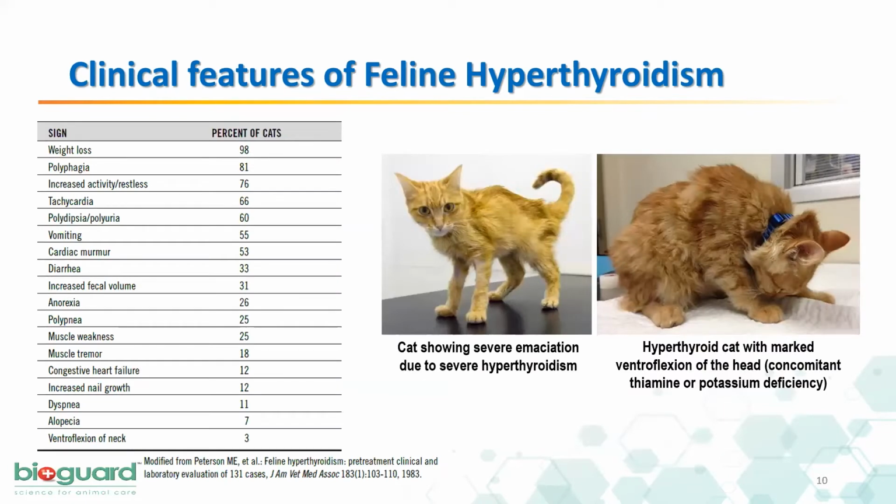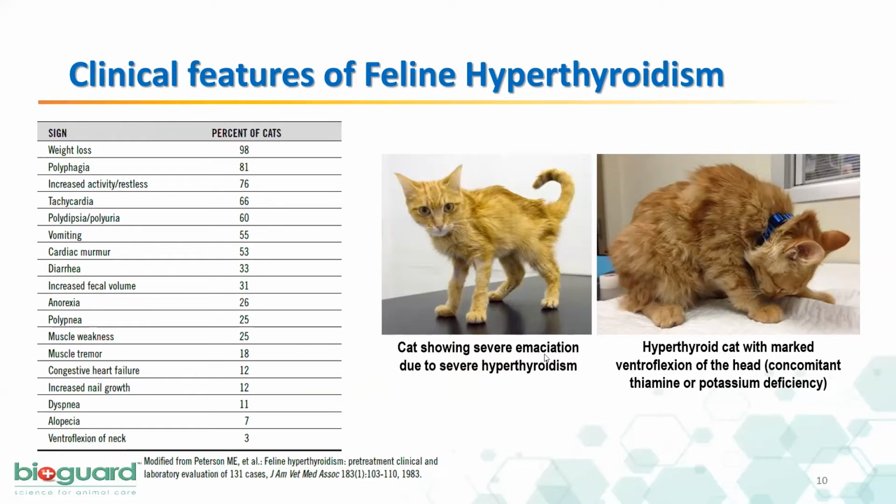As I mentioned, some of the clinical features here, based on the percentage, are happening in most of the cats. So the weight loss or the increase in the appetite is the most visible or noticeable symptom, which is happening in most of the cats. Other than that, the gastrointestinal and the cardiovascular symptoms are other clinical features which are high percentage in cats.